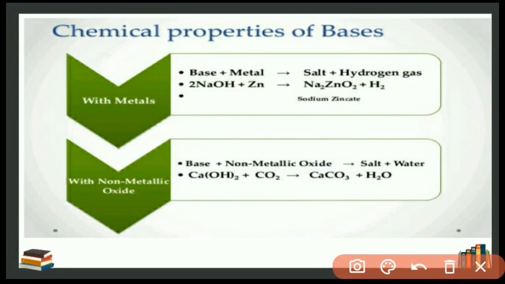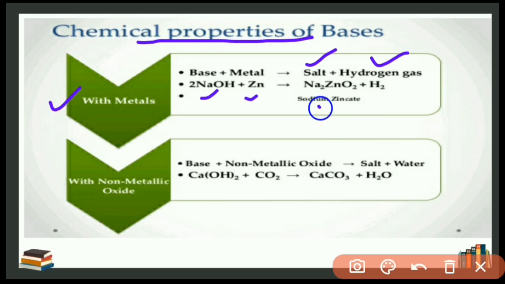Next, chemical properties of base. When base reacts with metal, it also forms salt and hydrogen gas. In equation form, sodium hydroxide, a strong base, when reacting with zinc metal, forms sodium zincate. The formula is Na2ZnO2, and it releases hydrogen gas.